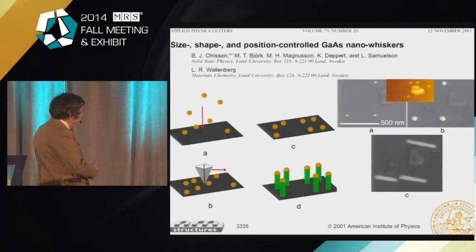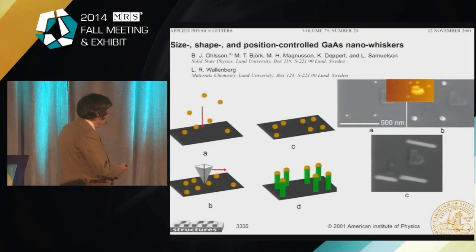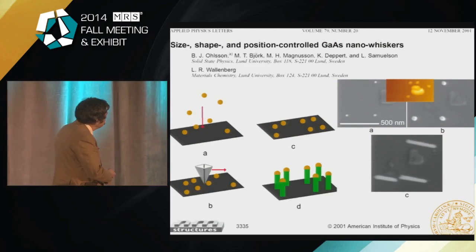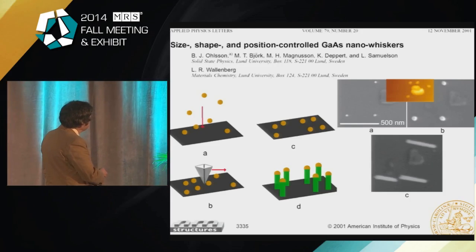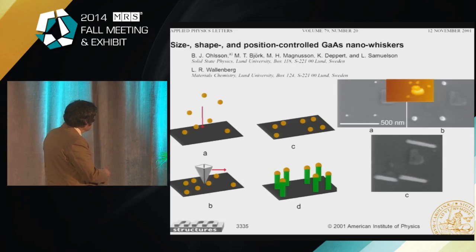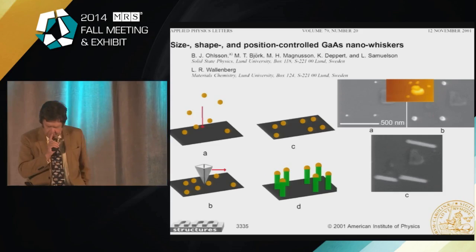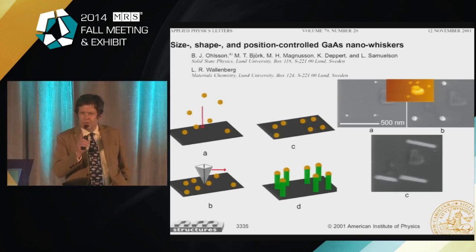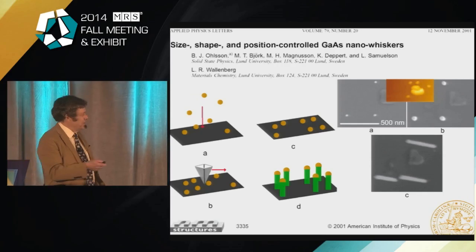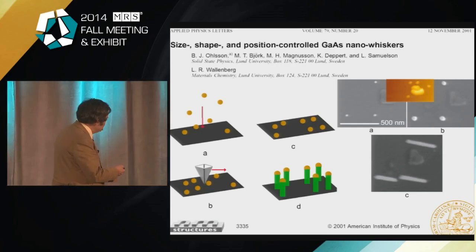So this is where we started. It gives also the flavor of where we came into this field. Namely, we put this emphasis on controlling the size, the shape, and the position of these nano whiskers. This was published in 2001. I think the language changed around 2001 from whiskers to nanowires. So from then on, we called them nanowires.